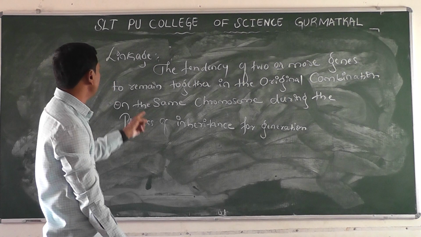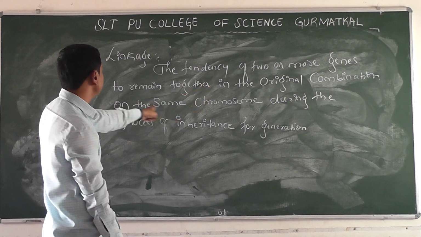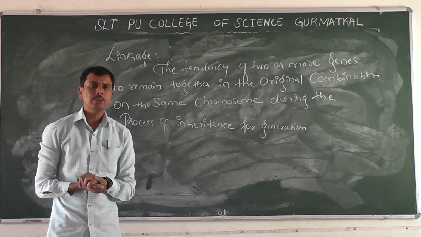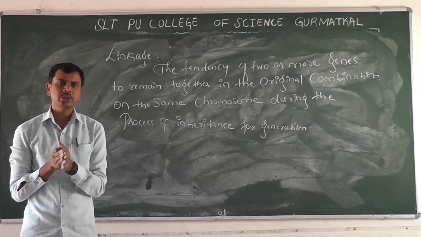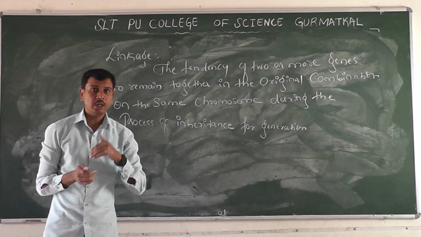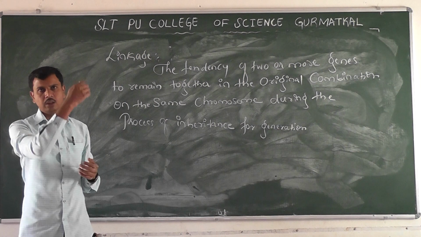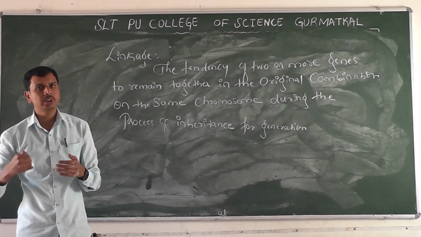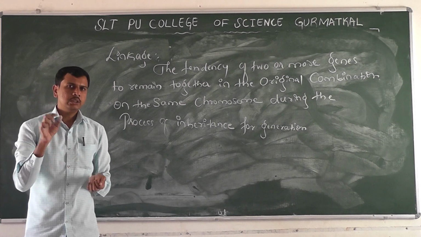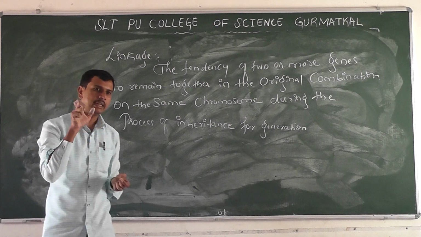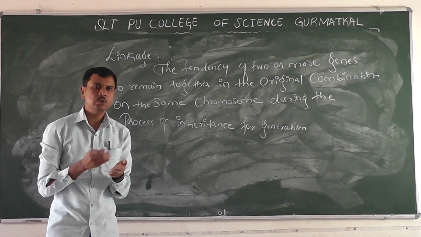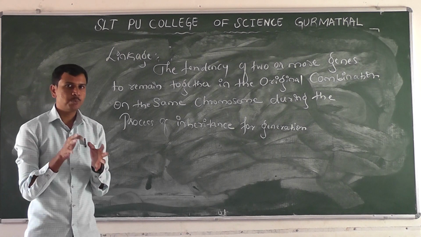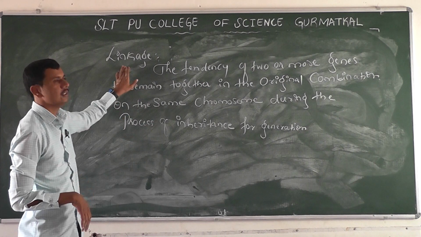two or more genes to remain together in the original combination on the same chromosome during the process of inheritance for generation. So in this case what happens, the chromosomes will transfer from one generation to another generation, like from parents to us, and their parents to them. This is how the chromosomes get transferred from one generation to another. So the genes present in those chromosomes will also transfer from one generation to another generation.